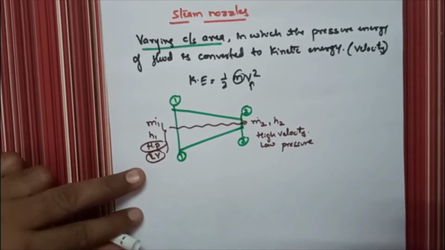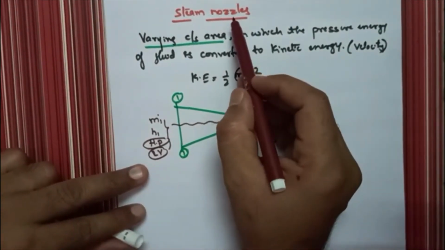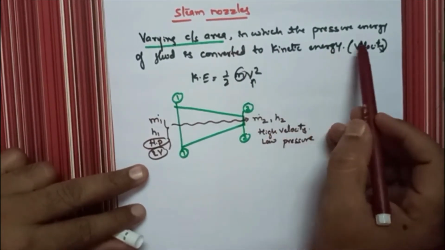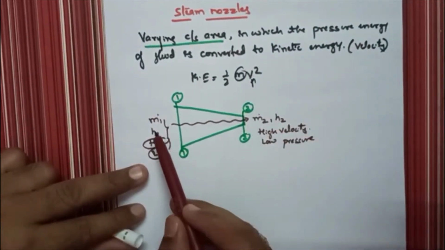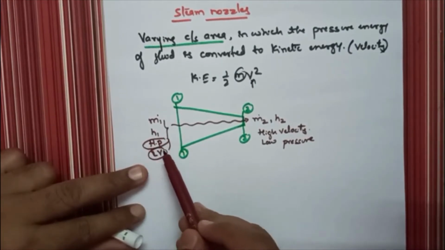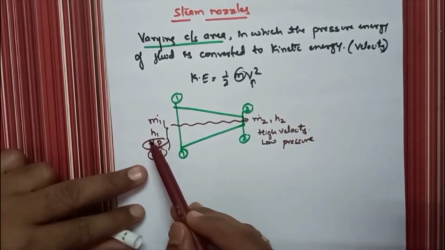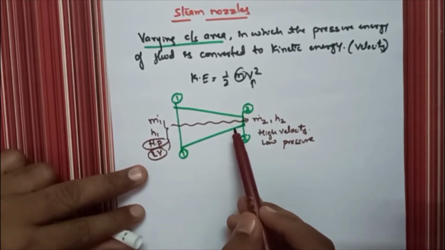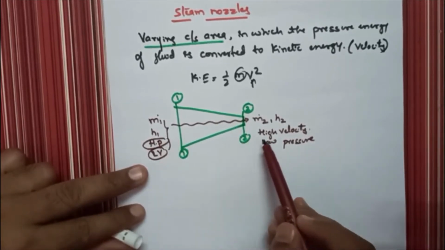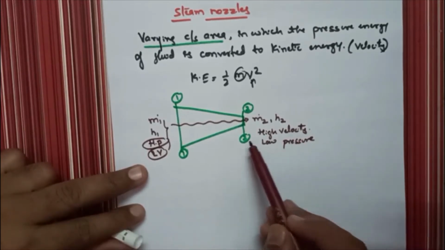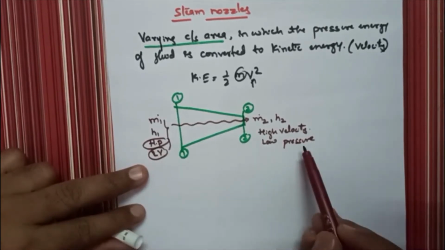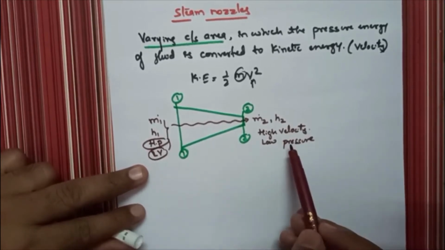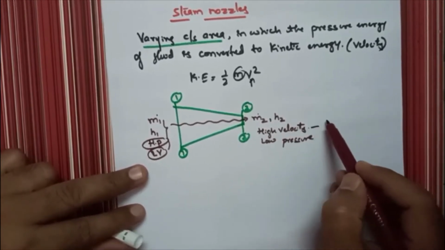So once again we will discuss. So nozzle is a device of varying cross-sectional area in which the pressure energy of the fluid, here at the inlet of the nozzle, the pressure of the fluid steam is high. This high pressure when passes through the nozzle, the high pressure will become high velocity and it will become low pressure at the outlet. So entire pressure energy will be converted into kinetic energy, that is velocity.